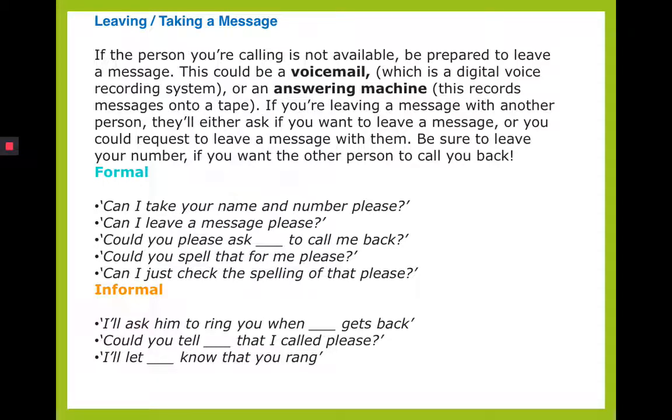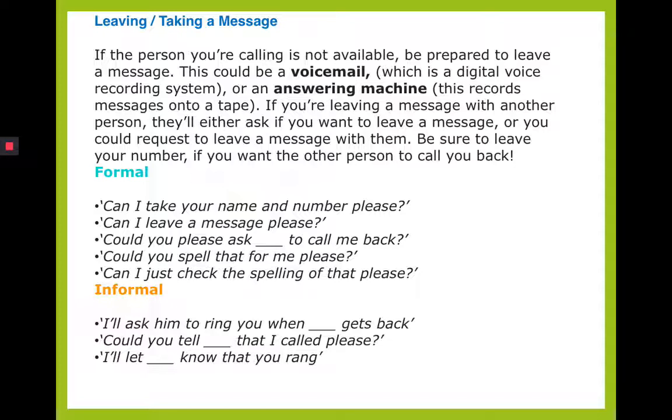Leaving or taking a message. Okay, so if the person you're calling is not available, be prepared to leave a message. This could be a voicemail, which is a digital voice recording system, or an answering machine, which records messages onto a tape. If you're leaving a message with another person, they will either ask if you want to leave a message, or you could request to leave a message with them. Be sure to leave your number if you want the other person to call you back.